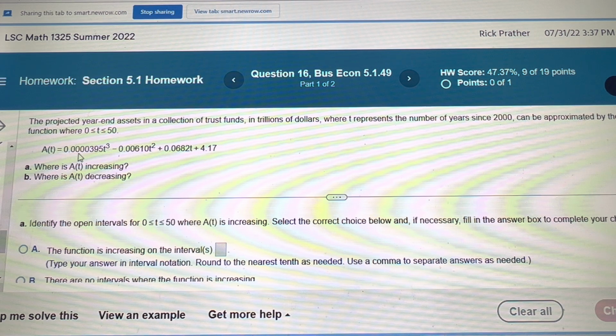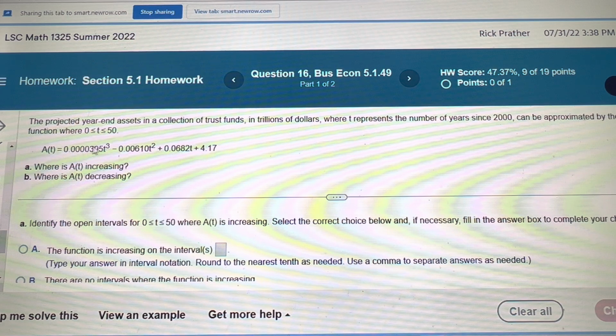They've got a funky polynomial here with messy decimals because this is a business setting with trillions of dollars. When is the function increasing? When is it decreasing? This is what a business would like to know. They want to know when their assets are increasing and when they're decreasing. So now we're limited to 0 to 50 though.